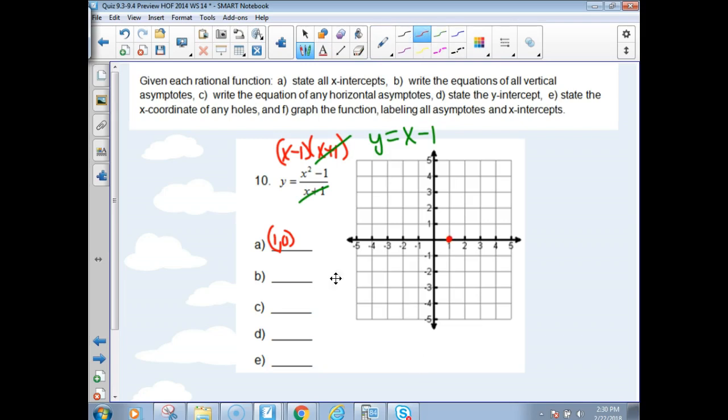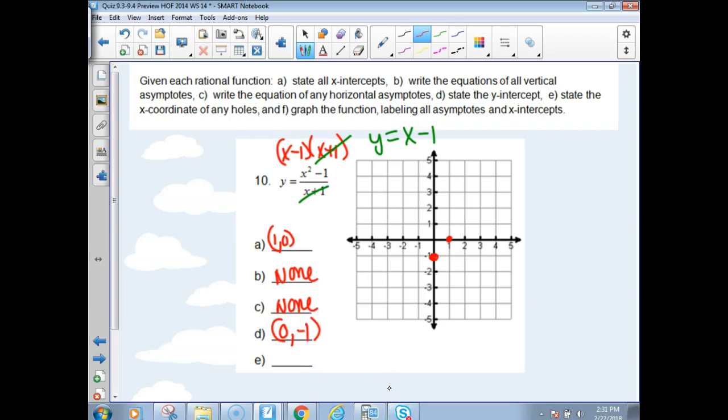Okay. Part B says write the equations of all vertical asymptotes. Do we have any? No. There are no verticals. C, write the equation of any horizontal asymptotes. We don't have any. D says state the y-intercept. Well, let's put in 0 for x. It's going to have a y-intercept at negative 1.